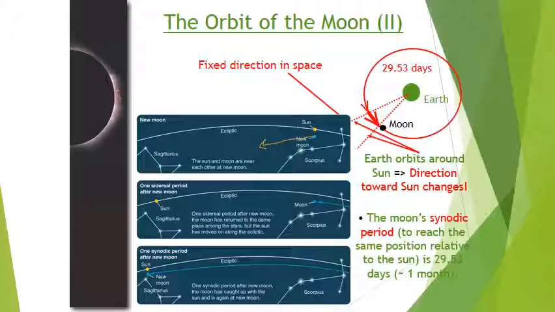So, it starts out a new moon, and the question is, how long will it take to get back to being new moon? Again, during that 4 weeks or so that it's orbiting the Earth, the sun moves along the ecliptic to its new position in Sagittarius. So we have to essentially wait for the moon to get between the sun and the Earth. And that's going to take about 29.5 days. That's what's called the synodic period.